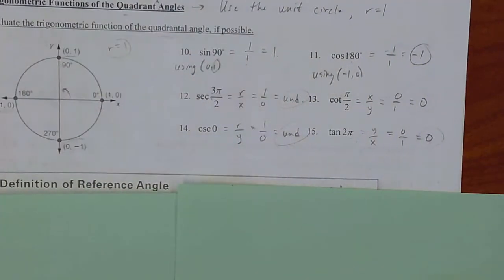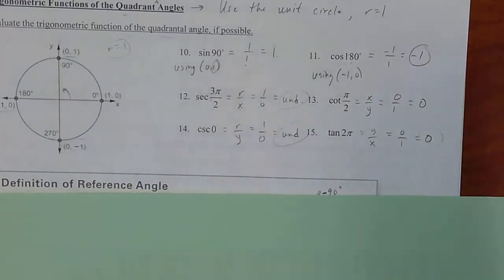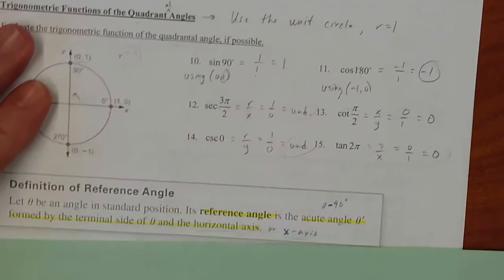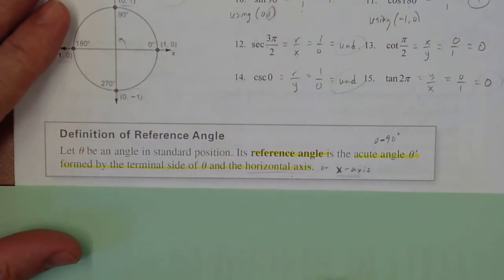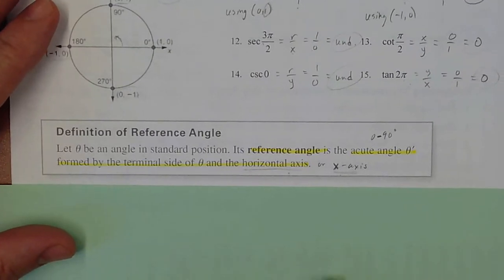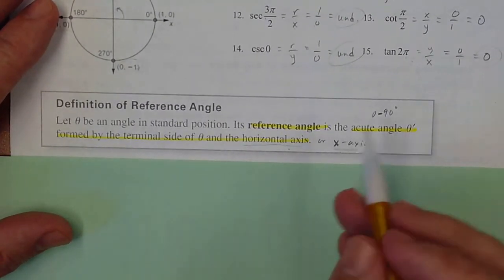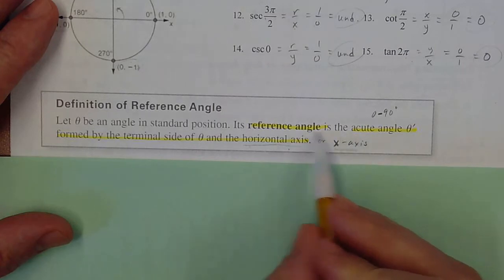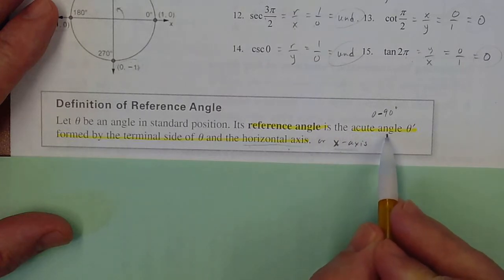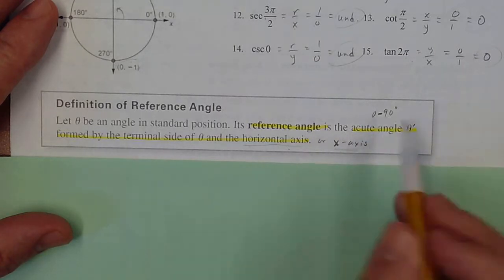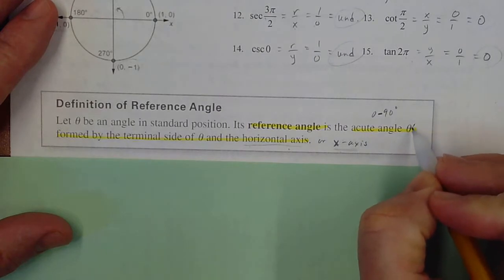Okay, let's move on here to reference angles. All right, here's your definition of a reference angle. It's pretty easy once you get used to it. The reference angle is the acute angle. So remember, by acute, that means 0 to 90 degrees. And we usually denote this with theta. We call that theta prime.